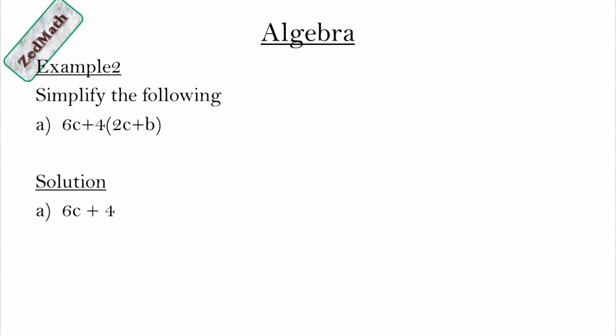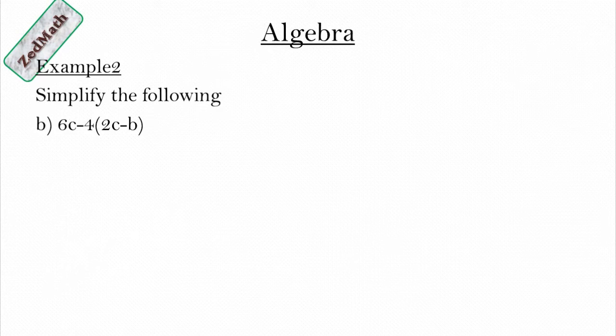So we have 6c plus 4 open bracket 2c plus b close bracket. First we expand by multiplying 4 with everything inside the bracket, so that we get rid of the brackets. We then get 6c plus 8c plus 4b, since 4 by 2c is 8c and 4 by b is 4b. Now we can see that 6c and 8c are like terms, so we can add these to get 14c and 4b. So we have simplified the expression.